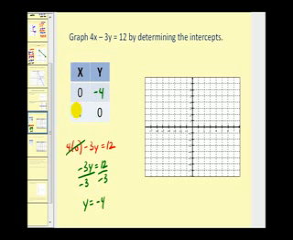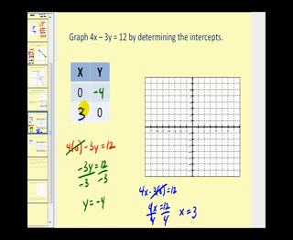Now to find the x-intercept, we set y equal to 0. This would be 0, so we have 4x equals 12. Divide both sides by 4. We have x equals 3. So our x-intercept is the point 3, 0. Let's go ahead and plot these 2 points. Here's the x-intercept at 3, 0. Here's the y-intercept at 0, negative 4. And our line passes through those 2 points. So there's the graph of our line.